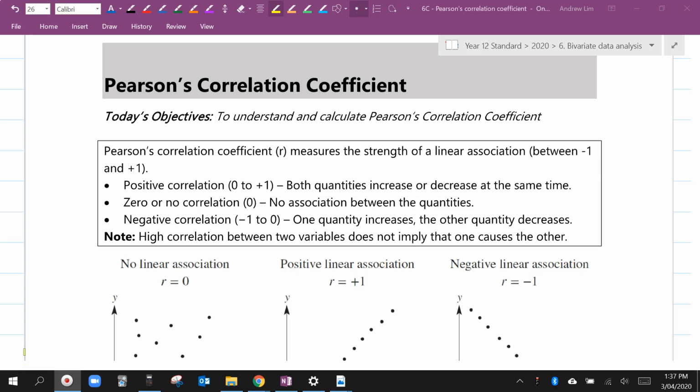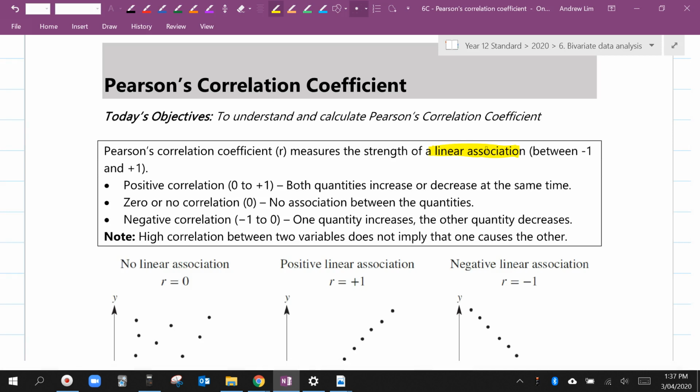It's your teacher, Mr. Lim here, and in this video, we are going to be looking at Pearson's correlation coefficient. By the end of this lesson, you'll be able to understand and calculate Pearson's correlation coefficient. What is this? Well, it measures the strength of a linear association between -1 and +1. So it measures how strong the straight line relationship is between two variables.